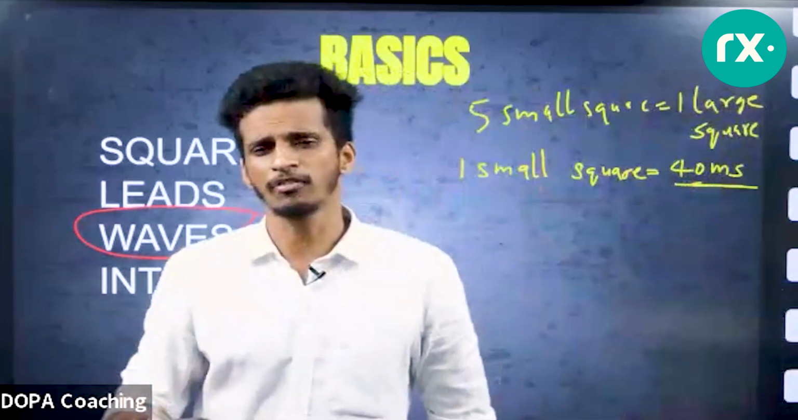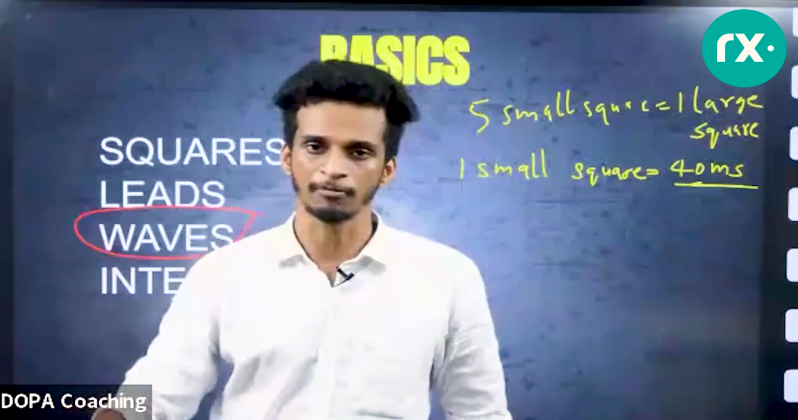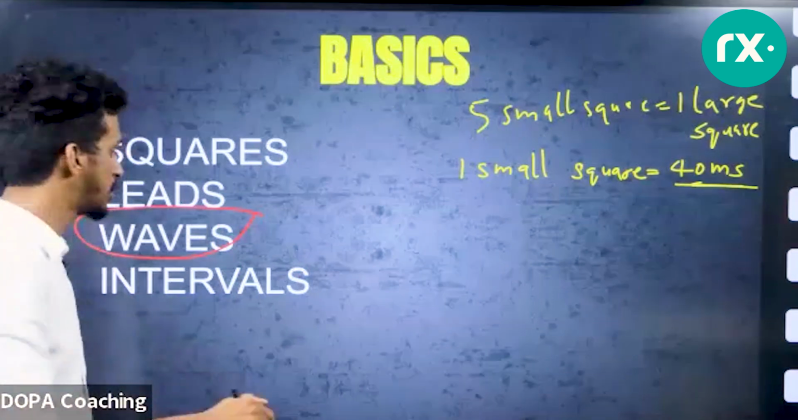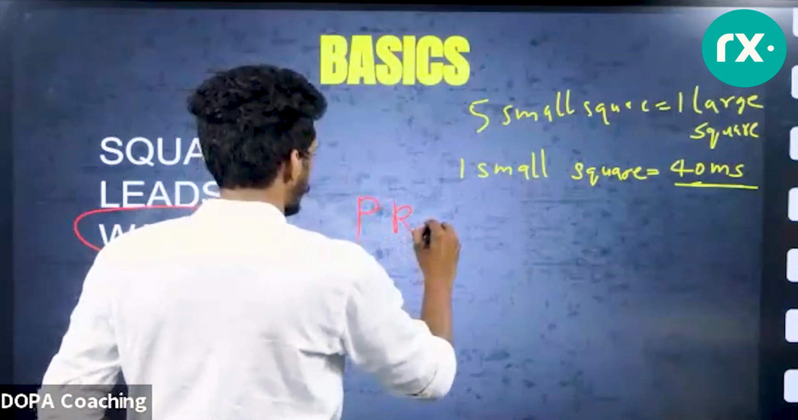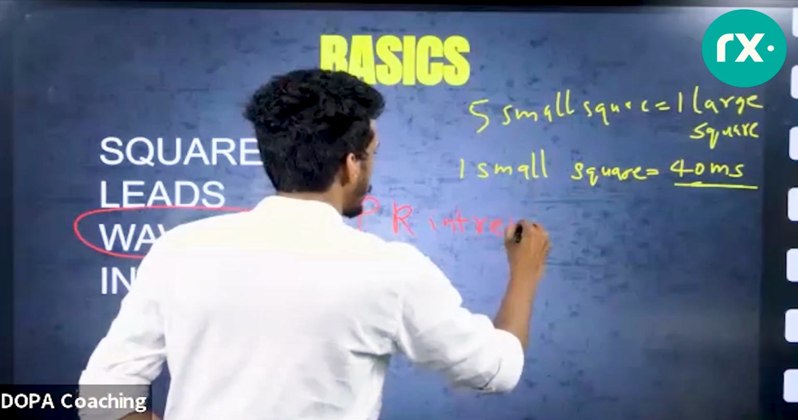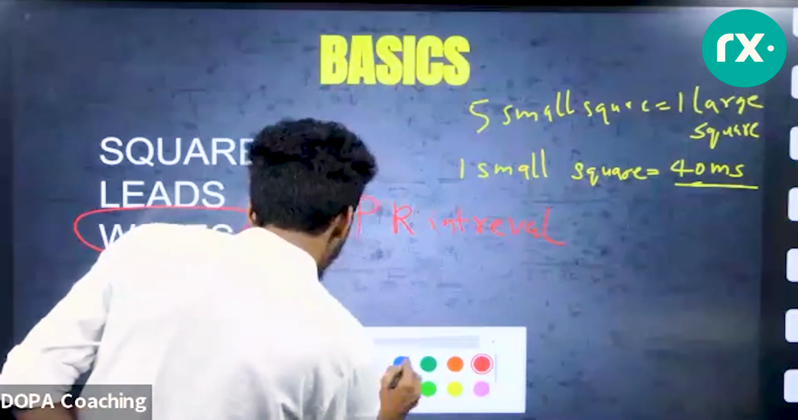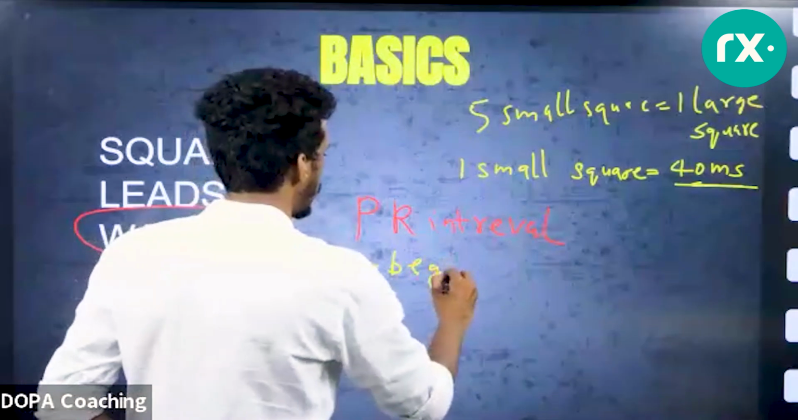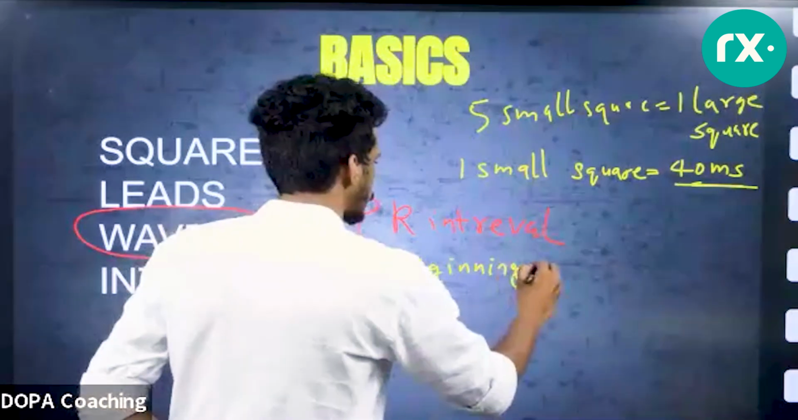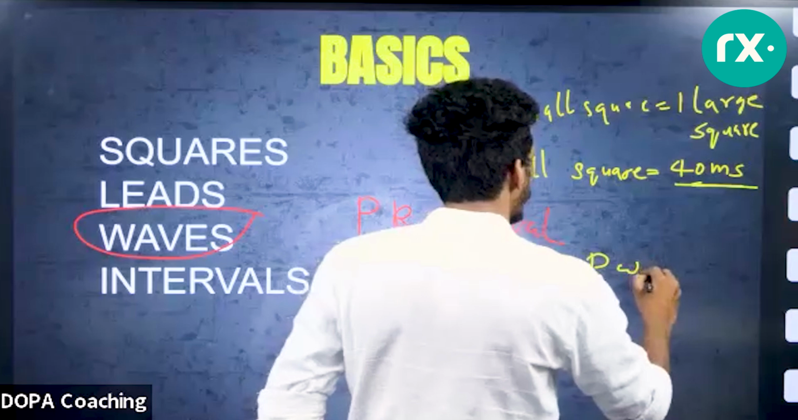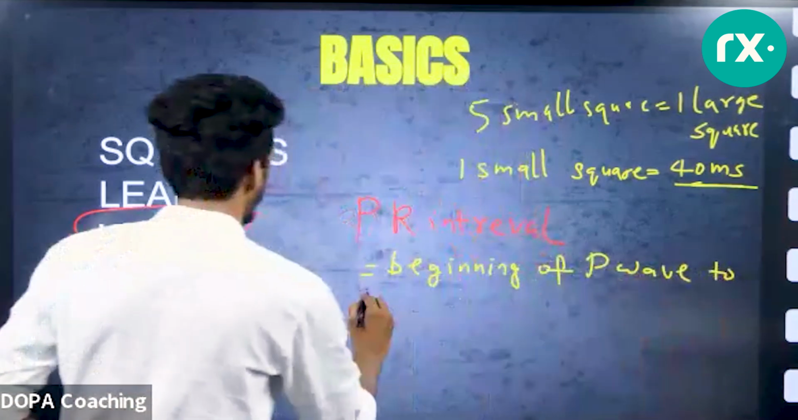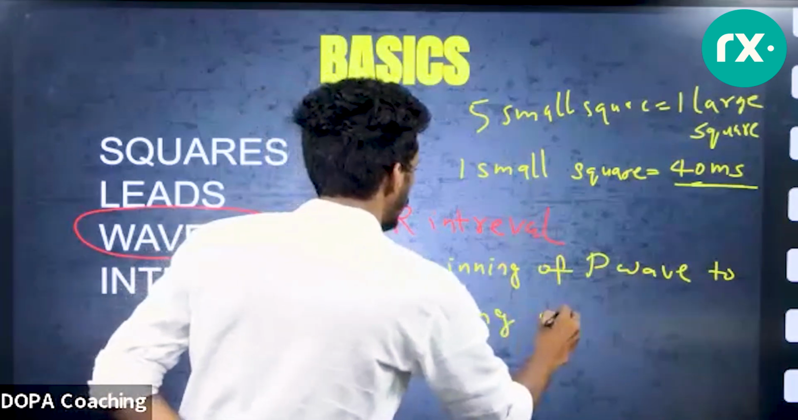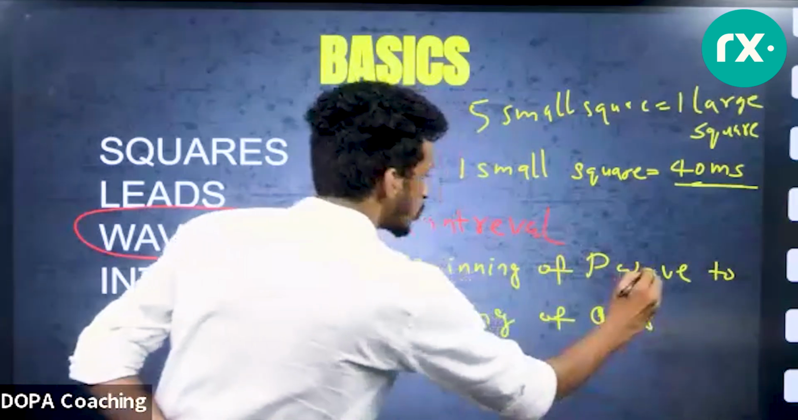Speaking about the intervals, we can speak about many intervals and many segments. But what we need most clinically is only two intervals. One is the PR interval. The PR interval in ECG is from the beginning of the P wave to the beginning of QRS. So this is called the PR interval.